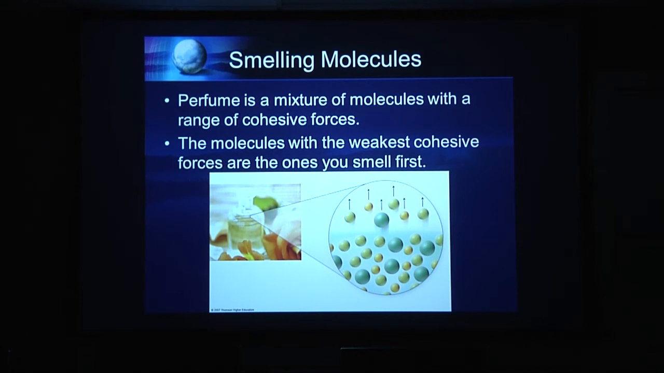The molecules with the weakest cohesive forces are the ones you smell first, and the ones that have stronger cohesive forces would stay on your skin longer and then evaporate.